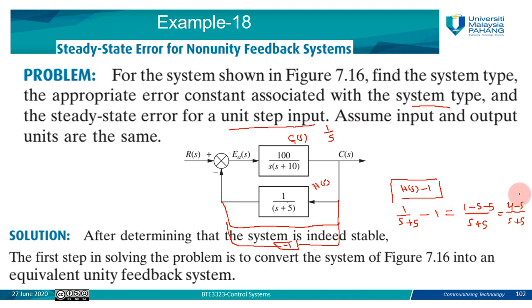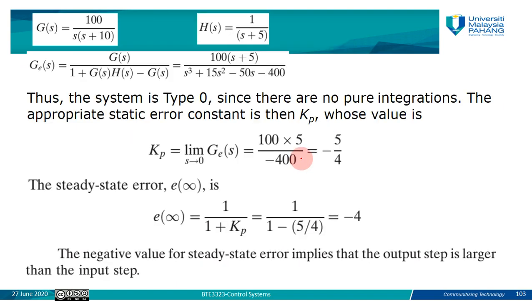Then this feedback transfer function will be combined with the original transfer function to give you the equivalent transfer function. As you can see here, gs equal to 100 over s plus 100 is the value of gs, and hs equal to 1 over s plus 5. So in order to find the equivalent, it will be gs over 1 plus gs hs minus gs. Okay, so we combine because we add -1 there.